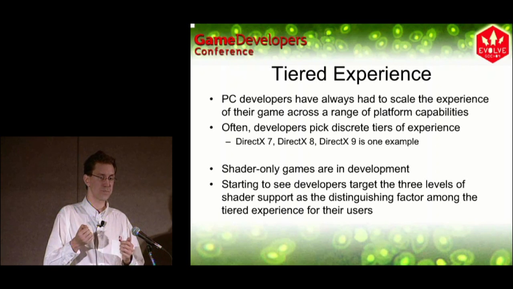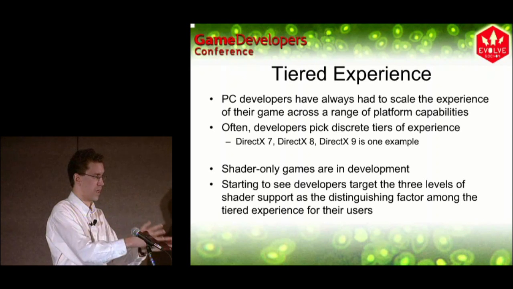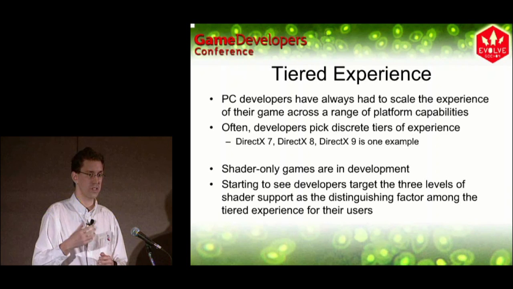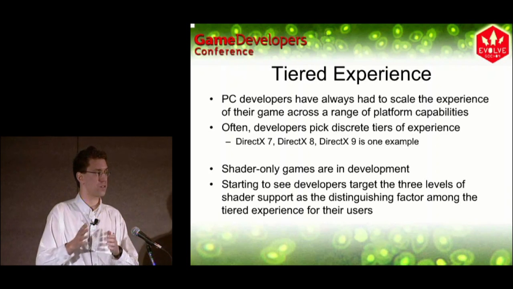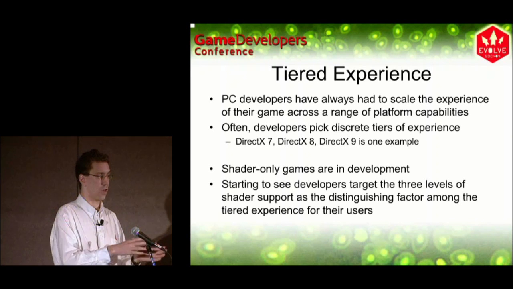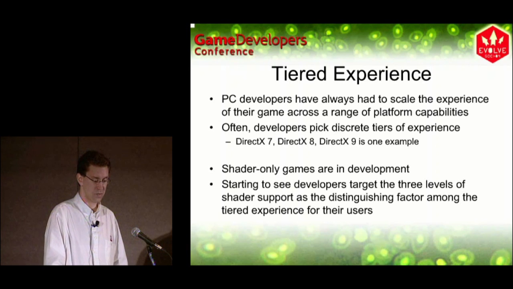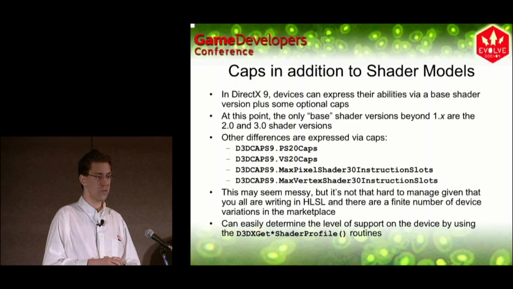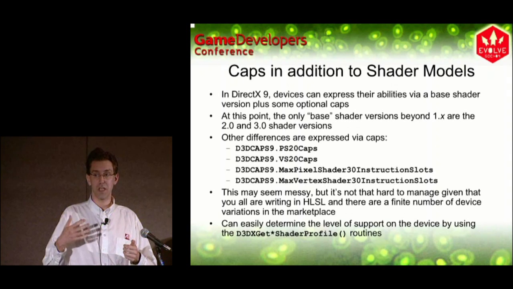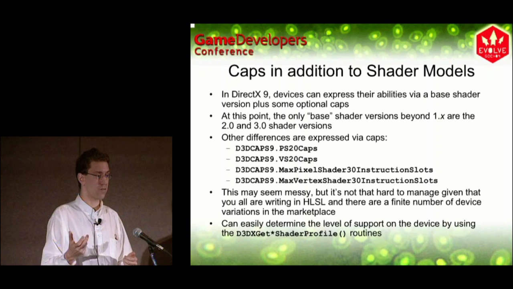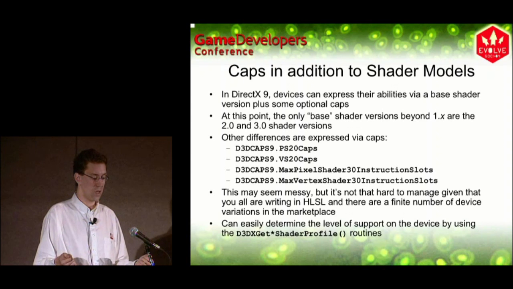Oftentimes, game developers will target different generations of DirectX and just make their life easy and break it down into discrete tiers. We're starting to see shader-only games in development and see developers target the different shader models as their tiers, particularly given the long life of DirectX 9. We're not really on that once-a-year cadence right now for DirectX releases. One thing that was new in DirectX 9 was the addition of capability bits in addition to just the base shader version to distinguish the differences between the different devices that ship.